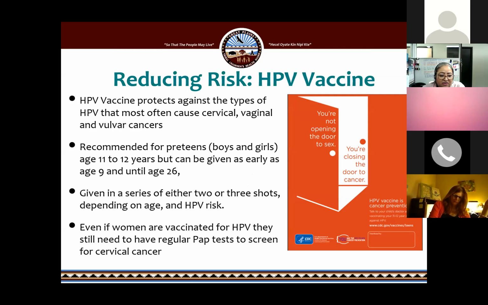Teen boys and girls who did not start or finish the HPV vaccine series when they were younger should get it now. The HPV vaccine is recommended for young women through age 26 and young men through age 21. Talk to your doctor about your eligibility.